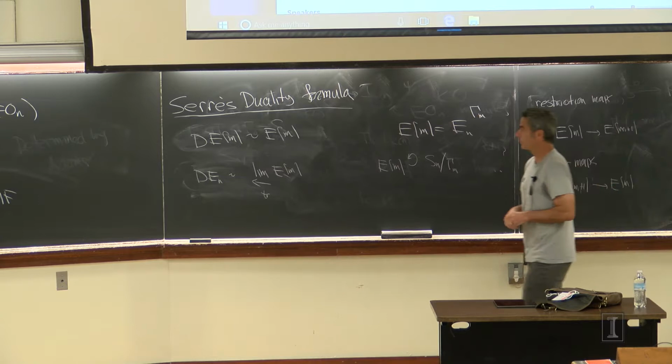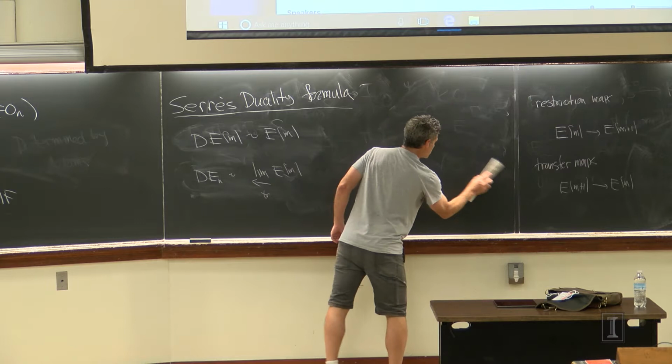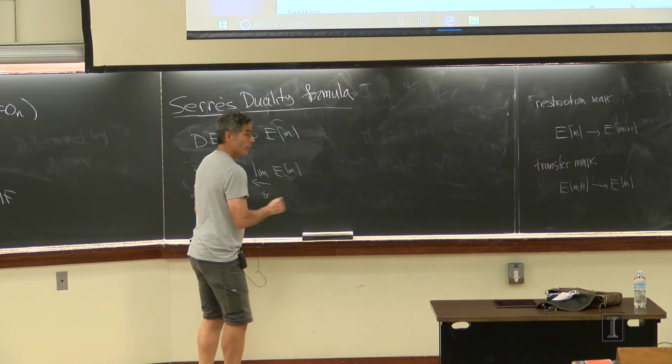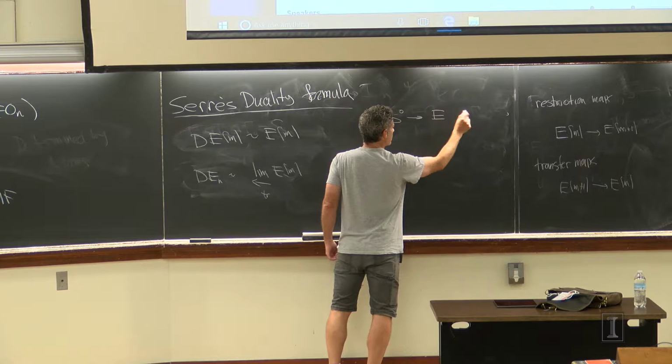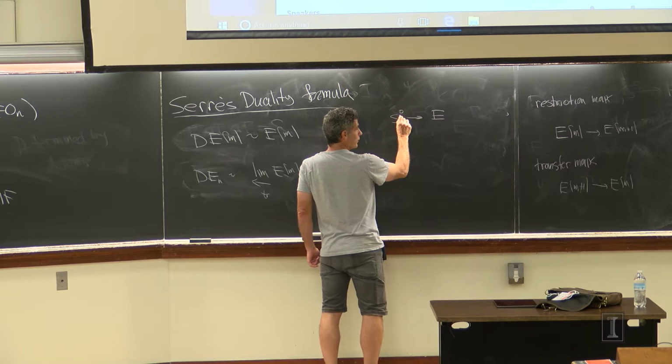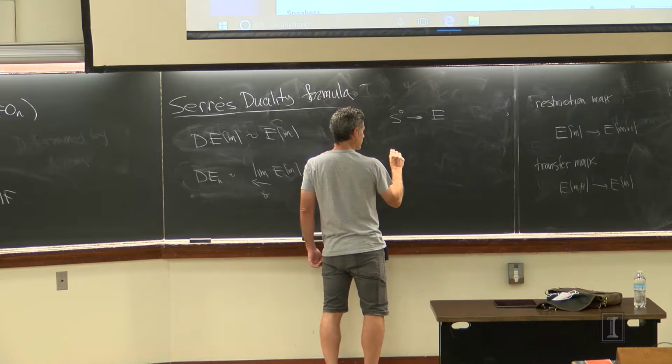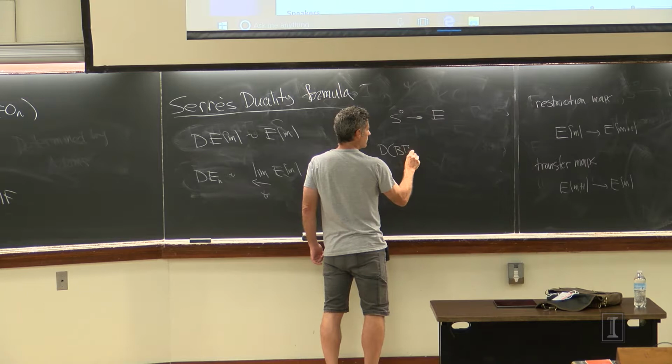Now, there's another aspect to this, and this also has as easy a proof, but I won't give it this time. So we have a map from the K(n)-local sphere into E_n, Morava E-theory, and that gives me a map from the homotopy fixed points of the trivial action here to the homotopy fixed points here. Or if you want, it gives me a map from the Spanier-Whitehead dual of BΓ_n into E_n.